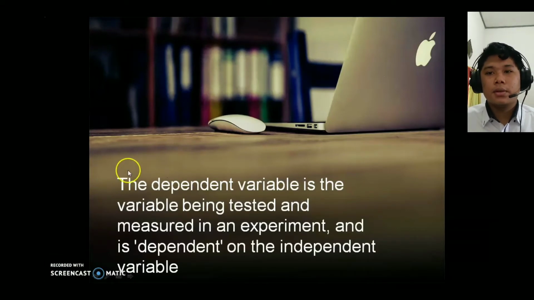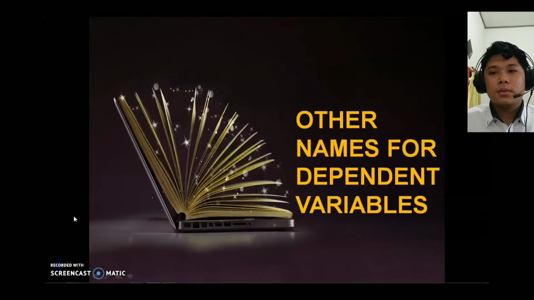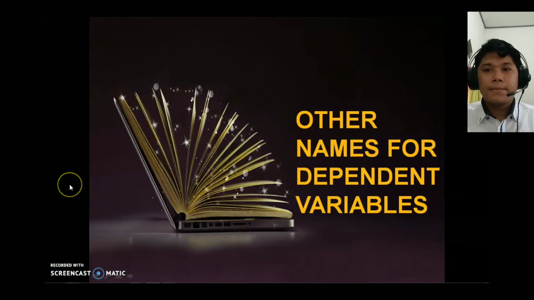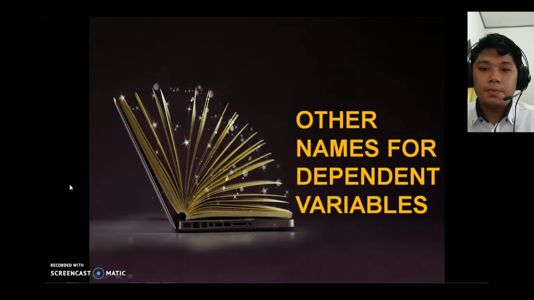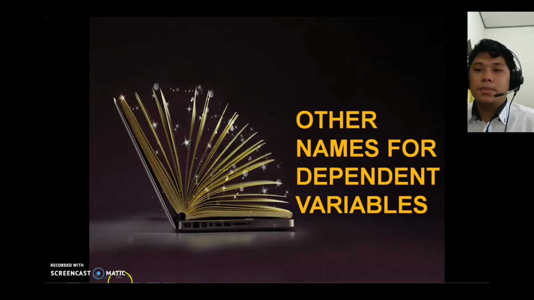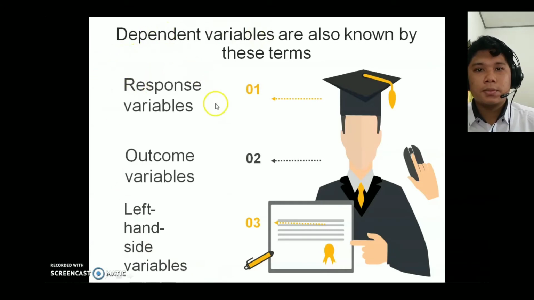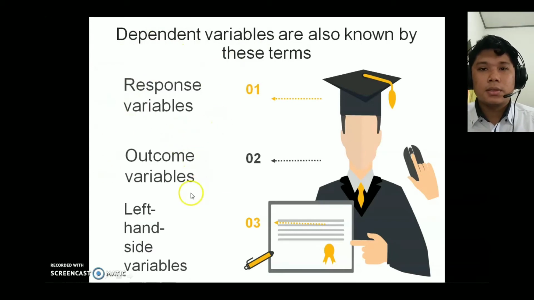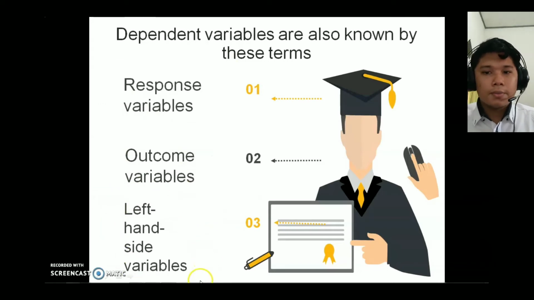Okay, after knowing its definition, let's move on to the next topic, which is knowing other names for dependent variables. So the dependent variables do not only have one name. There are several of them. These three are the most common names of dependent variable. The first name is response variables. The second is outcome variables. And the third one is left-hand side variables.